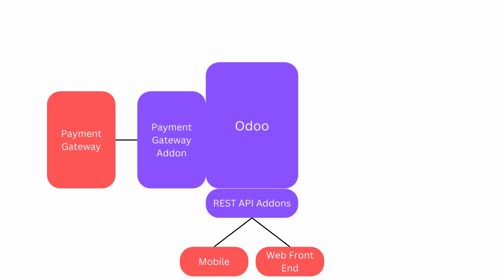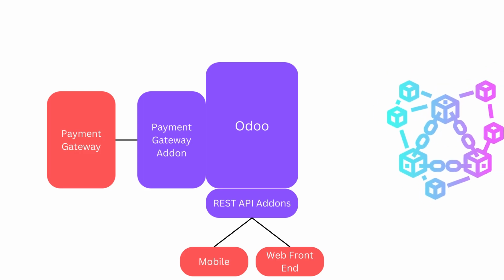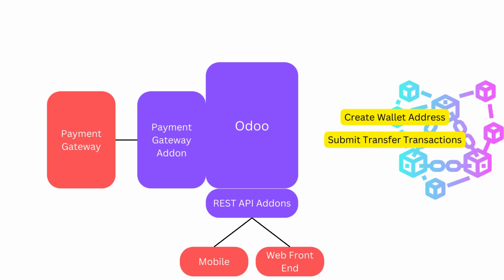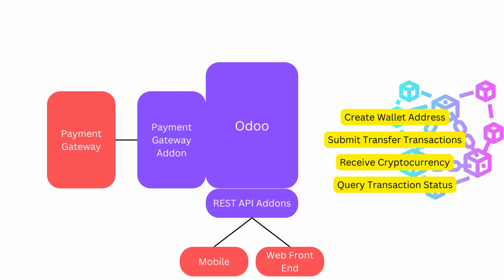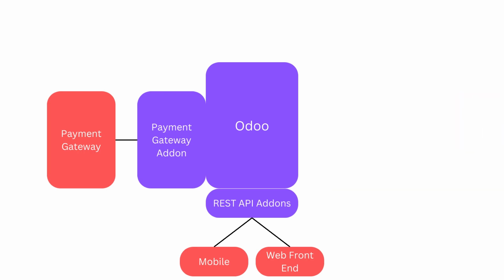Next, we will need to interface to the blockchain network to do some task related to blockchain transactions. For example, create new wallet address, submit transfer transaction, receive cryptocurrency, querying for transaction status, etc. The implementation will be specific to each network.